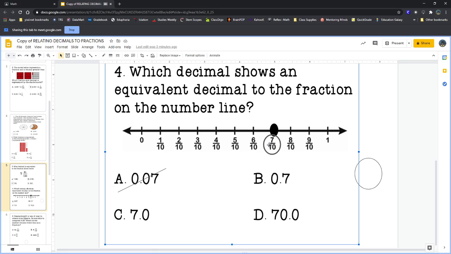My mic doesn't want to work right now. It's okay, I can hear you. Okay. Could you repeat the question, please? What answer choices have something bigger than 0 in front of the decimal?